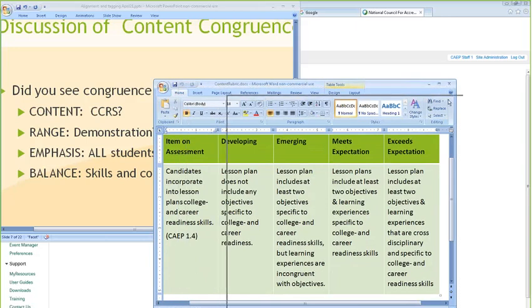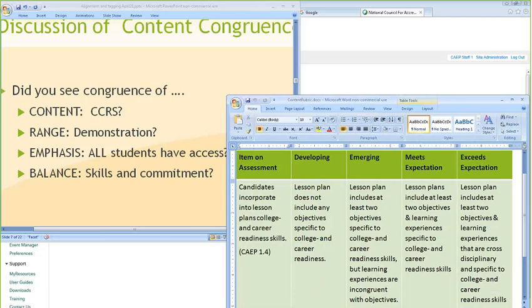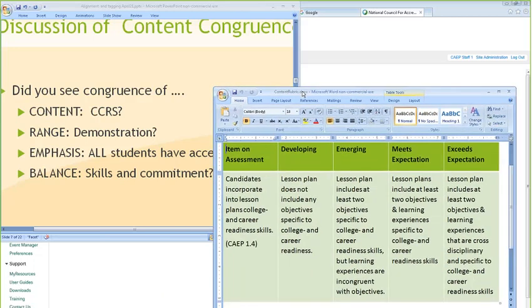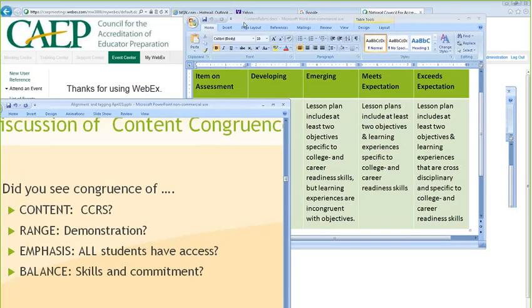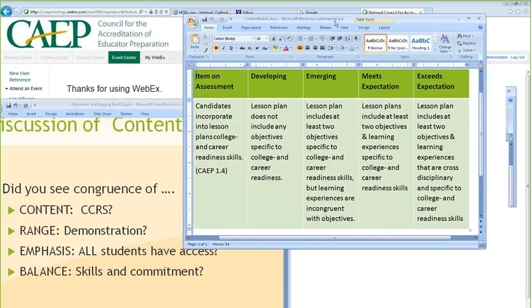Okay. So think about it for, well, you know what? It keeps getting covered up by my chat boxes. Let me see if I can move this down and out of the way. Here we go, so we can keep seeing this. Okay, do you see congruence of content?